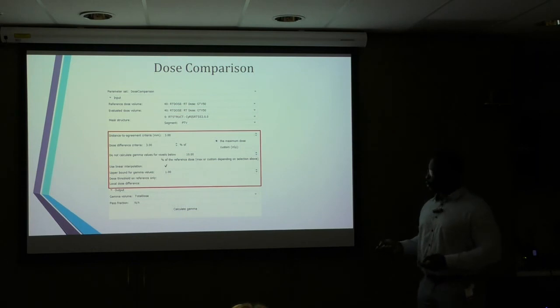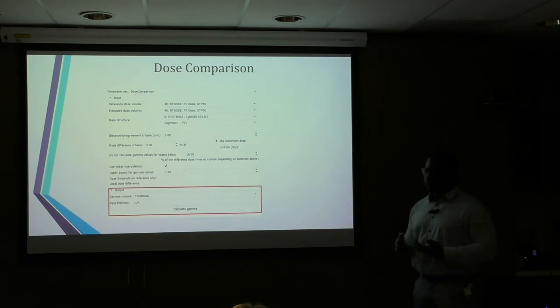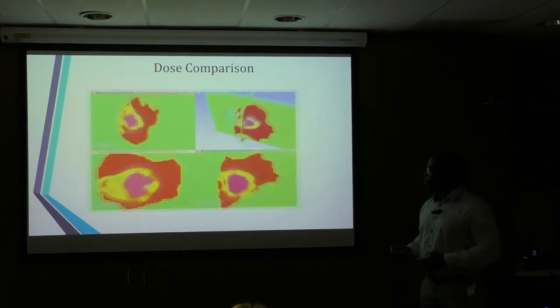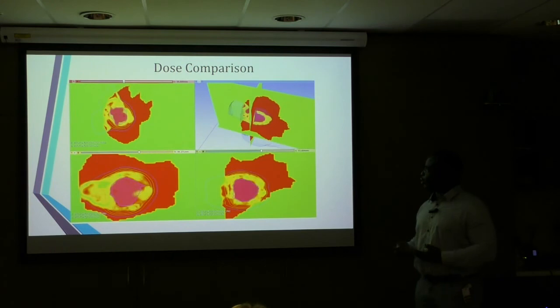And then the output is a volume with a gamma map, not a dose volume. And it gives you the pass fraction. So this can be done to generate the gamma map. And this is generally used to compare a treatment planning dose distribution versus a measured dose distribution.